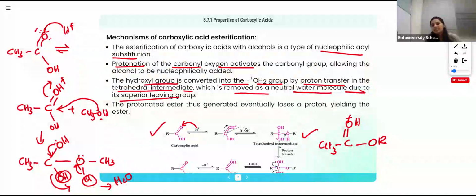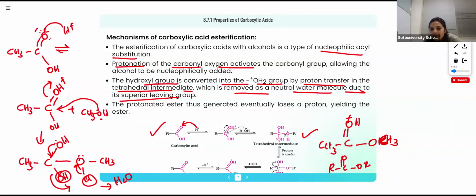Okay. Then this is not ester. Ester is RCOOR. So here instead of R, I am taking CH3. Okay, don't be confused. CH3. RCOOR. Now we have to convert this compound into this compound.